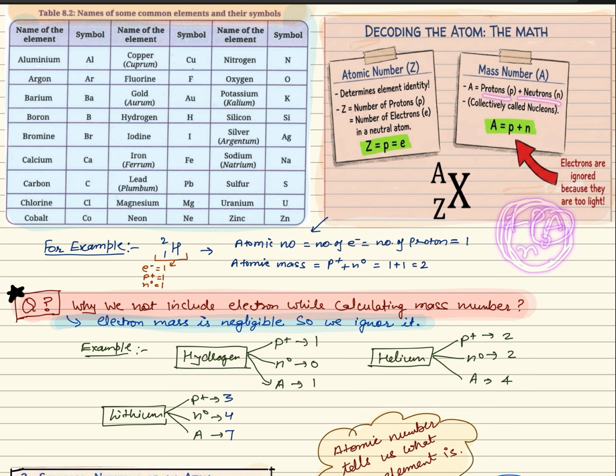Now the very important question: why are electrons ignored when we consider the mass number? Because electrons have very little mass. I told you that electron mass is 1836 times less than the proton. So this is how we can ignore the mass of the electron. That's why mass number only includes proton and neutron, not electron.